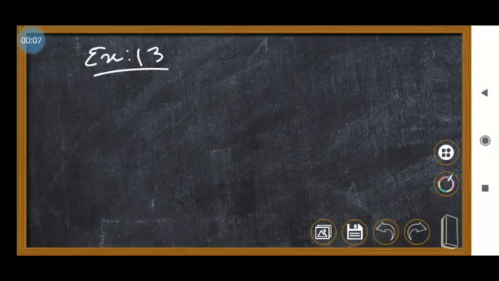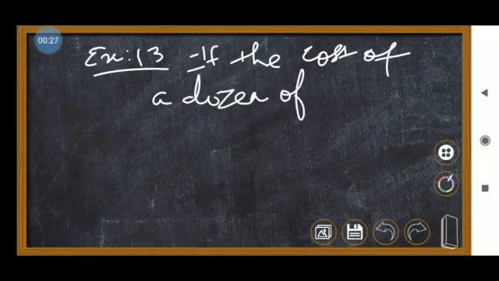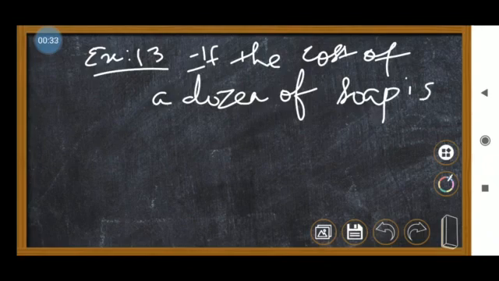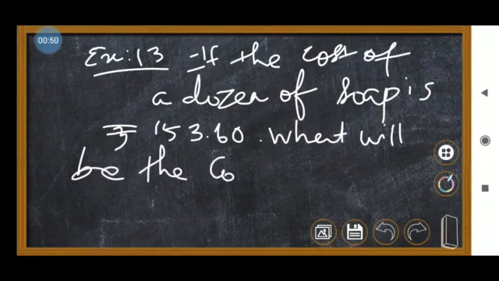Okay, so example 13. What they have given: if the cost of a dozen of soap is 153.60, what will be the cost of 15 soaps?